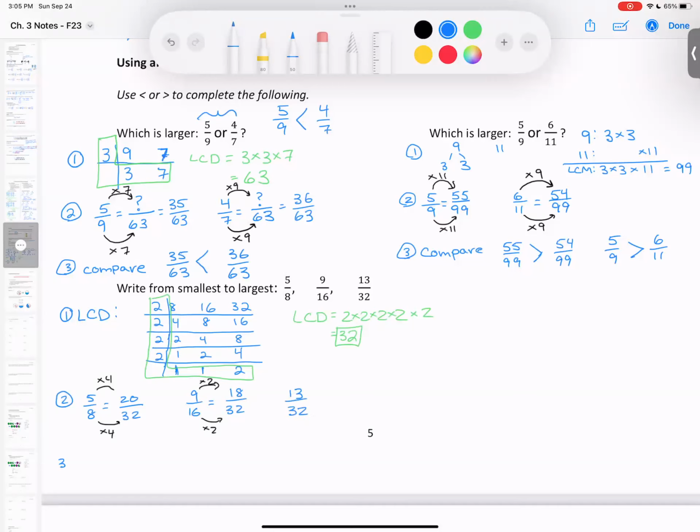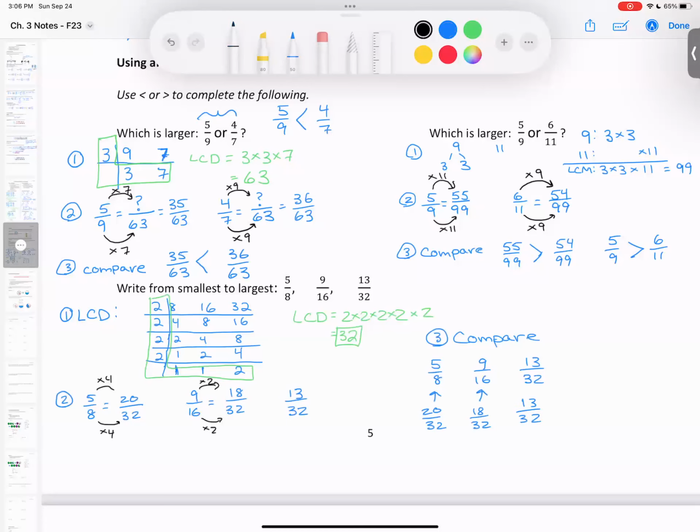So step 3 is going to be to compare. Maybe this is easiest: let's write out our original numbers. We had 5 over 8, 9 over 16, 13 over 32. And we said 5 over 8 is really the same thing as 20 over 32, 9 over 16 is 18 over 32, and 13 over 32 on the end.